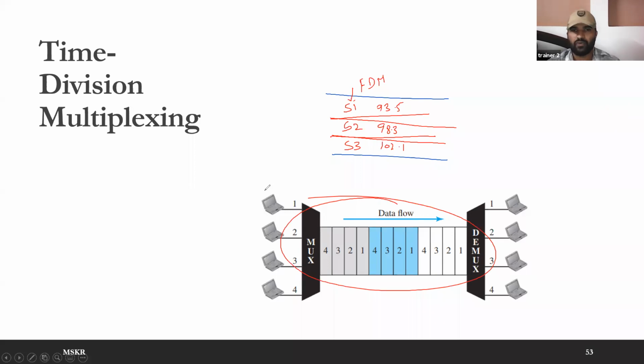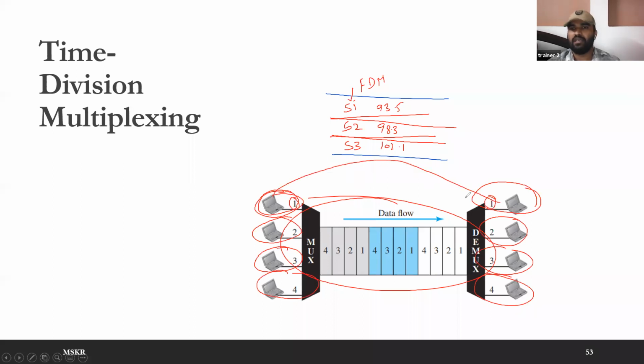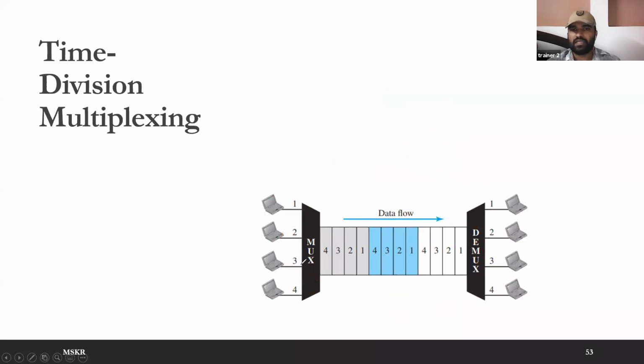Instead of that, you are going to share the medium with respect to time. As you can see on this diagram, there are 4 users who are communicating with 4 other users. They may not be in the same order, but just for understanding purposes, we use the same order. So the user on the left side, numbered 1, is communicating with the user on the right side numbered 1. 2 is communicating with 2, 3 is communicating with 3, 4 is communicating with 4.